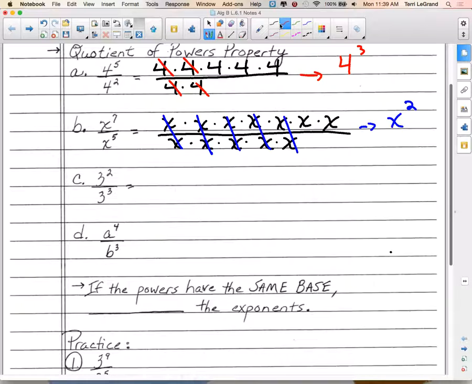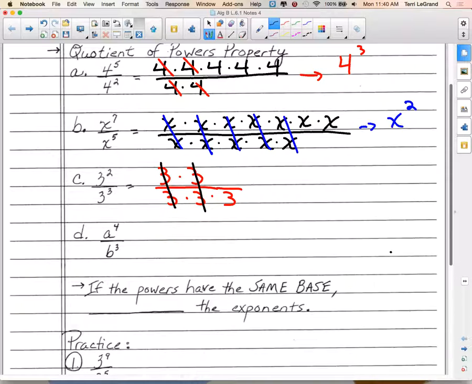Well, you know what, let's do what we've been doing and actually do what it means. 3 squared means 3 times 3. And 3 to the third power means 3 times 3 times 3. And now we can do some canceling, right? Up and down, up and down.